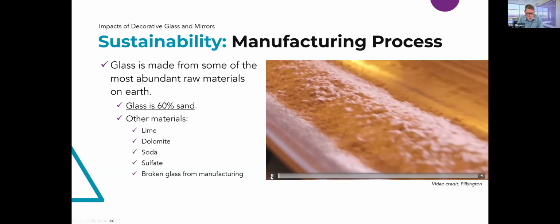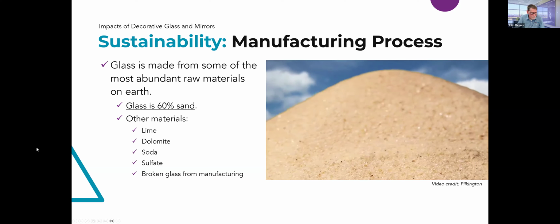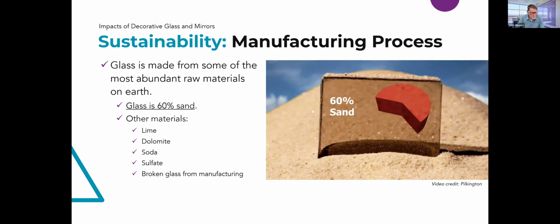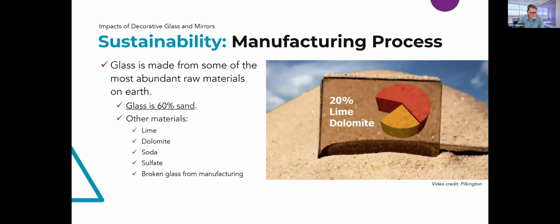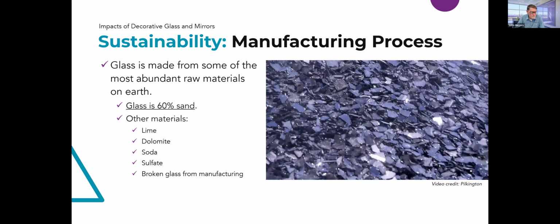Glassmaking uses some of the Earth's most abundant raw materials. The primary ingredient is sand, accounting for 60% of what is called the batch. Lime and dolomite are added to assist the weathering properties of the finished glass, while soda and sulfate lower the temperature at which sand will melt. But glass itself is also an important ingredient.